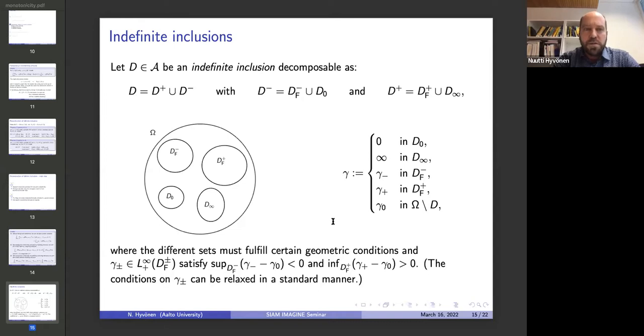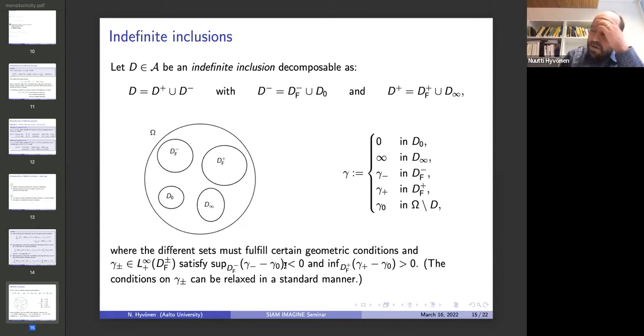These different inclusions need to satisfy certain geometric conditions, so I'm still not letting D naught and D infinity touch each other. Furthermore, in the paper we assume that the conductivities inside these finite inclusions are strictly positive or strictly negative, depending on whether it is less conductive or more conductive. But you can actually relax this assumption because it's enough to be able to concentrate the energy in a certain part of the inclusion. So it's enough that you can connect the boundary of the domain to a certain part of the inclusion where the conductivity is either larger or smaller than the background in some subset of that region.